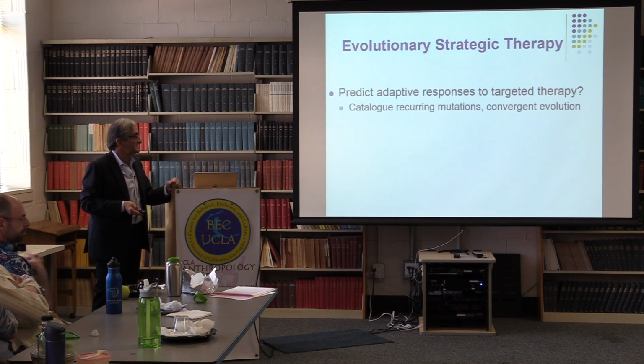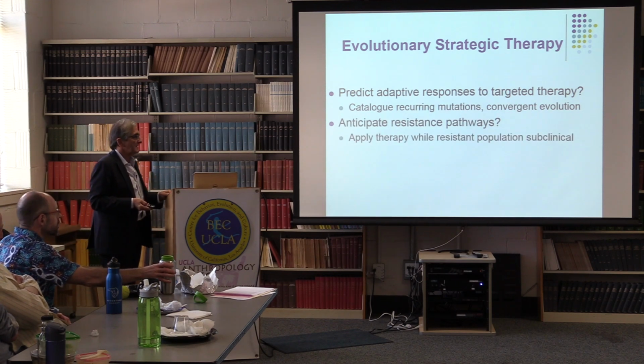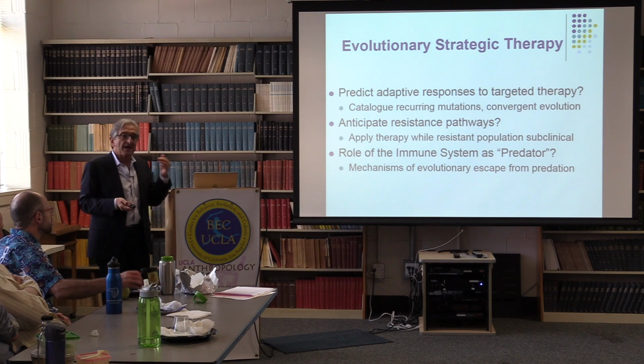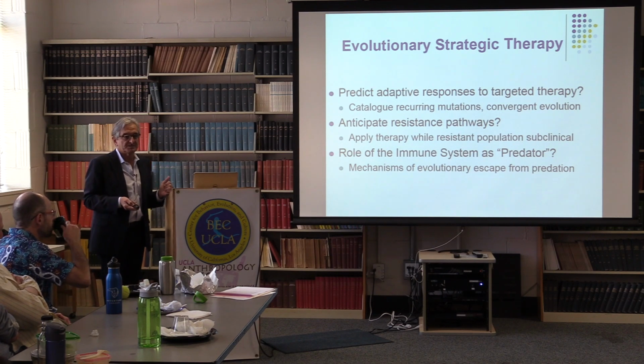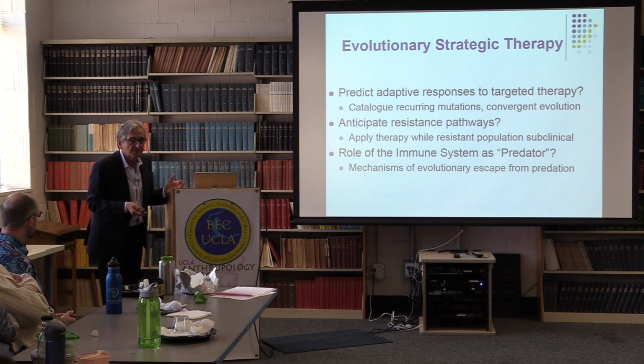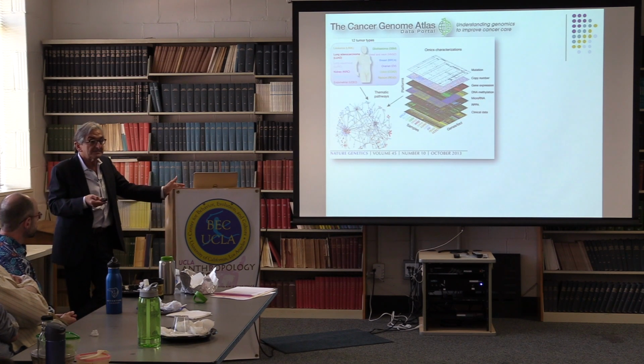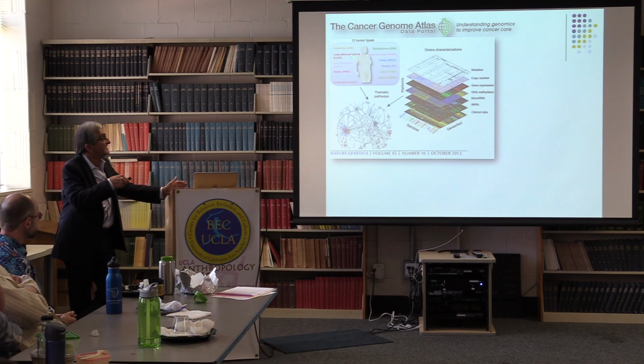So predict adaptive responses, catalog the recurring mutations, anticipate the resistance pathways, and then perhaps come in with an immune-based therapy to try to reach the remaining population that's too small to even analyze genomically. Now, as far as the cataloging, that's been done and being done. This is the Cancer Genome Atlas that sequenced 12 different cancers on many different levels, not just genomically, but also at the level of RNA expression, methylation, protein copy number, gene copy number, etc.